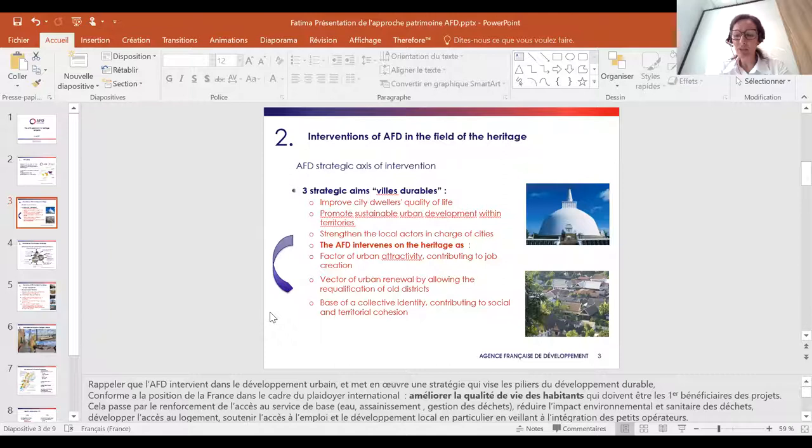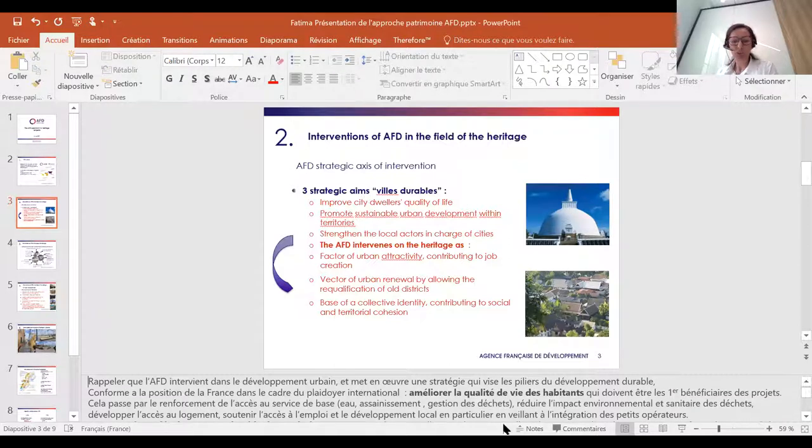quartiers anciens de patrimoine ou de patrimoine remarquable va permettre une déclinaison de ses orientations stratégiques en matière de développement urbain des villes. Le premier de ces objectifs, c'est l'amélioration de la qualité de vie des habitants, qui doivent être les premiers bénéficiaires de ces interventions. Cela passe par le renforcement des services de base : eau, assainissement, gestion des déchets. Et à chaque fois qu'on va intervenir sur des projets comme ça, on va veiller à ce que les habitants puissent bénéficier de ces services de base.